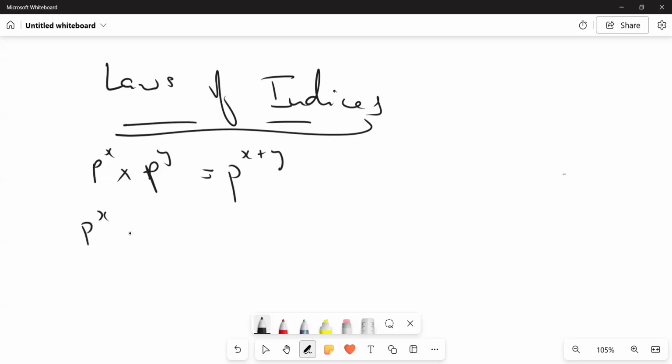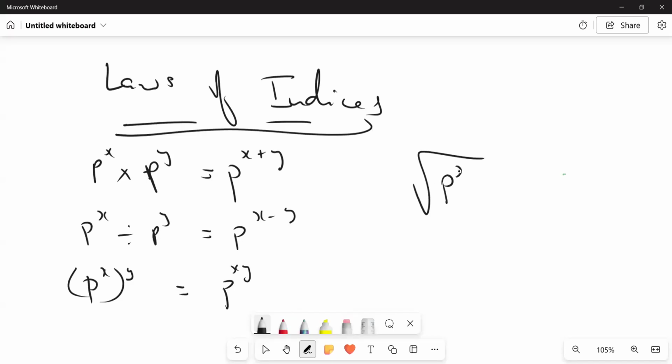You have p to the x divided by p to the y. It's equal to p to the x minus y. I guess you know all of this, right? P to the x raised to the y power is the same as p to the xy power, right? I think there's another one like this: the y root of p to the x is equal to p to the x over y. I think you all should know these rules from CXC, right?